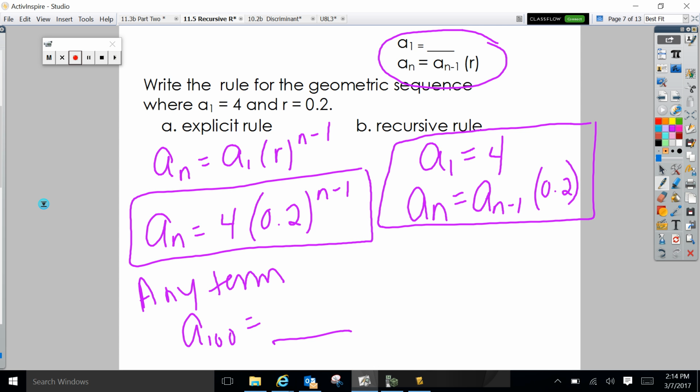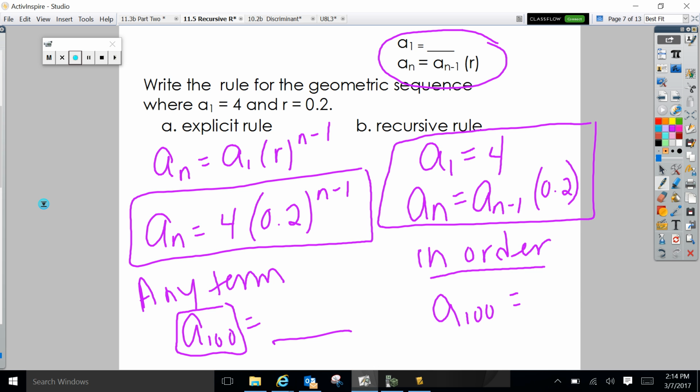Now the recursive rule is nice because you just multiply by r every time, but you have to go in order. So if I asked you the same question to find the 100th term, you would first have to find the first term, then the second term, then the third term, all the way up in order to get to the 100th term. So the recursive rule doesn't really work if you want to find any term. That would be more of an explicit rule. But you just take the previous term times your ratio and that gives you the next term in the sequence. So the recursive rule is to go in order of terms.